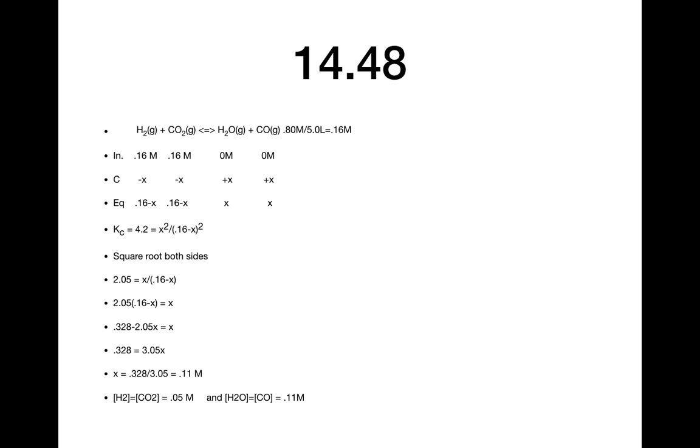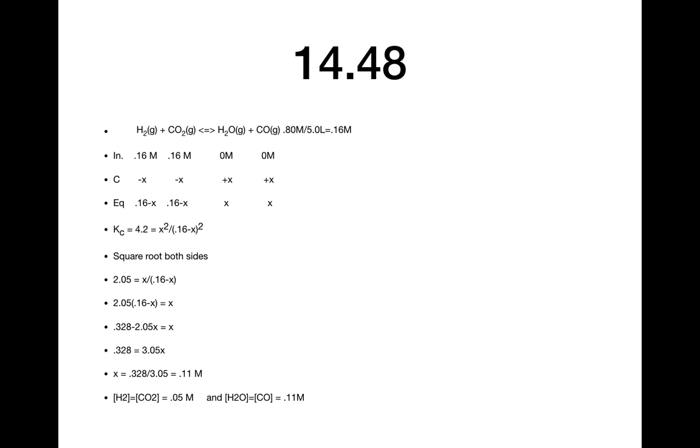Okay, and our final problem, 1448. We have the same equilibrium again. H2 gas plus CO2 gas makes H2O gas plus CO gas. This time we're given 0.80 moles in a 5-liter container, so that's 0.16 molar initial molarity. So 0.16 molar for H2, 0.16 molar for CO2, 0 molar for H2O, and 0 molar for CO.